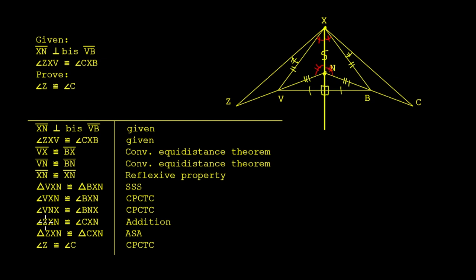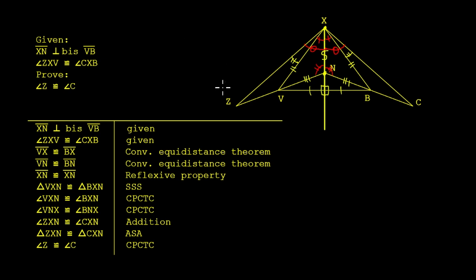From there, angle ZXN is congruent to angle CXN by addition. We're going to be adding these two angles and then these two angles on this side. And remember, if congruent angles are added to congruent angles, then the results are congruent. From there, triangle ZXN is congruent to triangle CXN by ASA, angle, side, angle. We've got these two angles with the circle there. We've got XN, and then we've got angle VNX and angle BNX. So we have ASA over here.